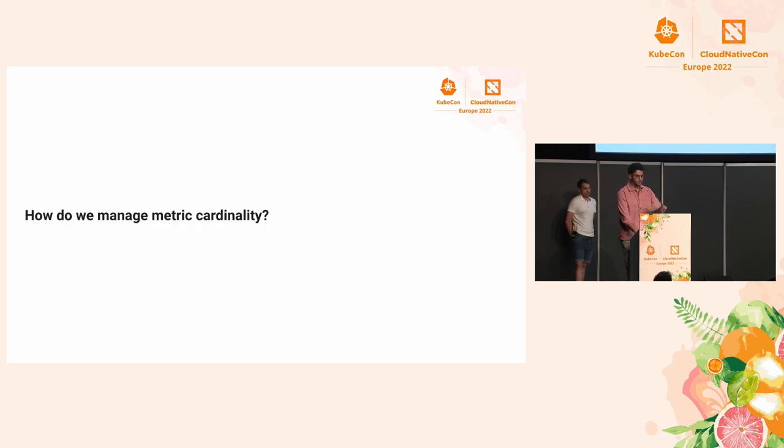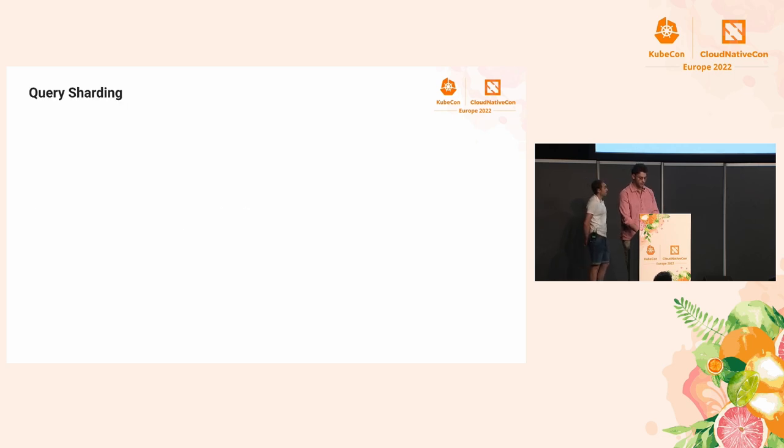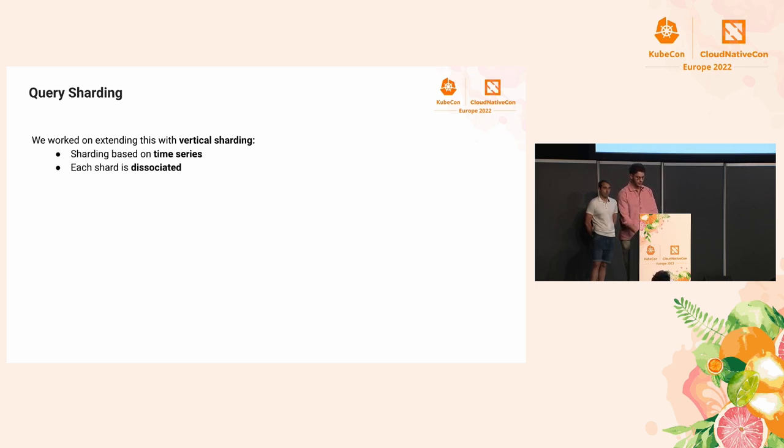So how do we manage this vertical cardinality, this scary problem that a lot of people in the Prometheus ecosystem talk about? We wanted to work on extending and supplementing the existing sharding that we already have in Thanos with this notion of vertical sharding. So the same way that horizontal sharding works across time, vertical sharding works across the unique labeled dimension of each metric. Each shard is disassociated because we're guaranteeing that each unique time series will always end up on the same logical shard. So you can process these queries in parallel without worrying about duplication or correctness of your query.